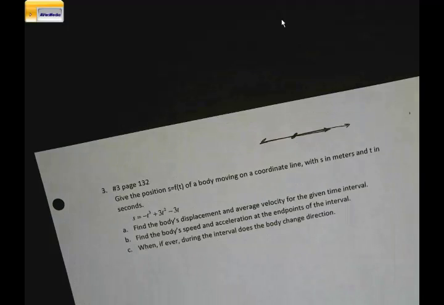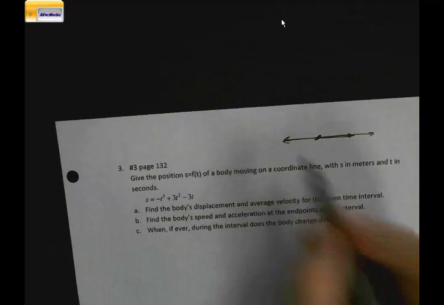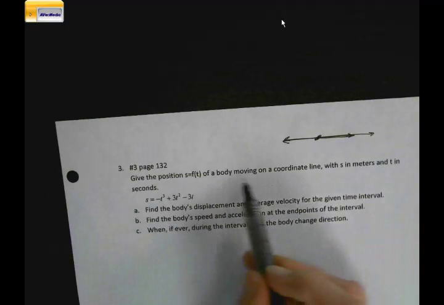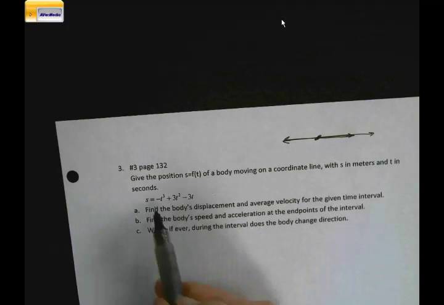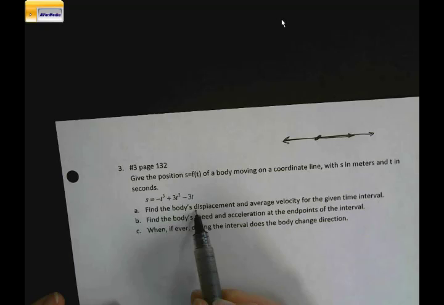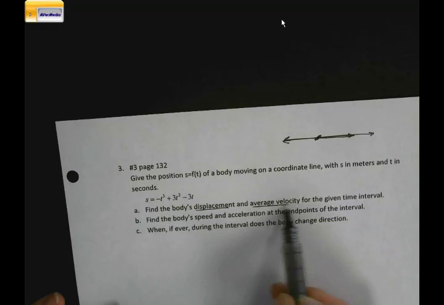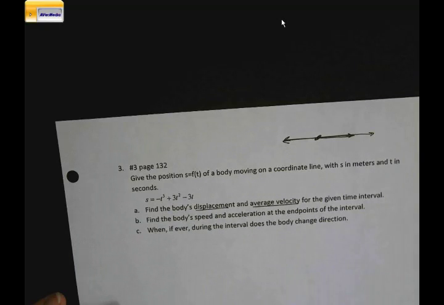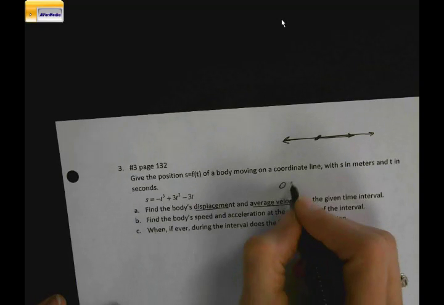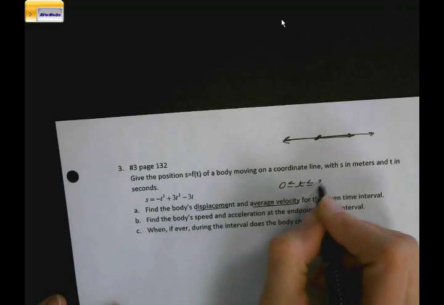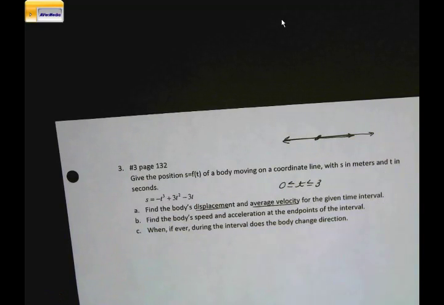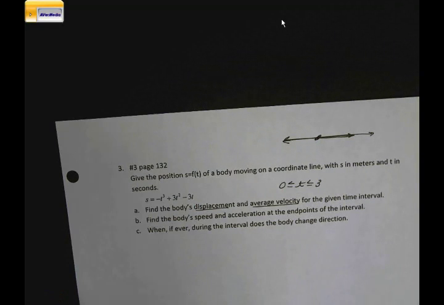So this is where you're going to see displacement and distance, and be very careful when it's moving along a coordinate line. Given a position of a body moving on a coordinate line with s in meters and t in seconds, here it is. S is going to tell you the distance, or the position. Find the body's displacement and its average velocity for the given time interval, which is 0 less than or equal to t less than or equal to 3. So we're looking at a 3-second interval.